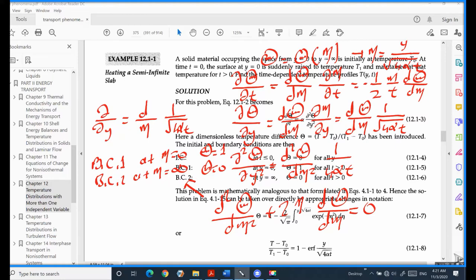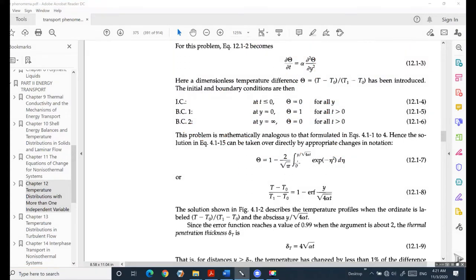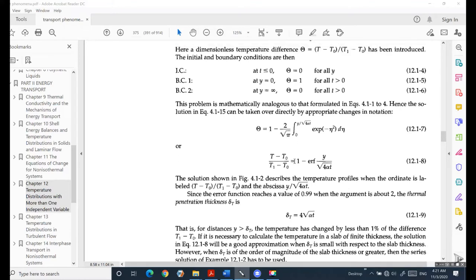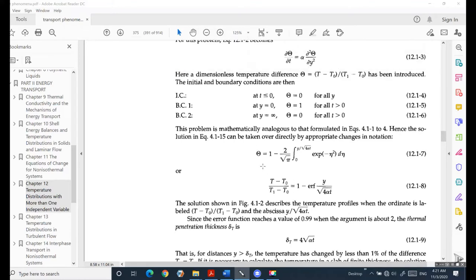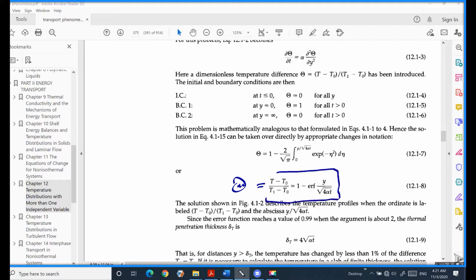From the solution of this problem, we reach the error function, and that's why our solution from here is going to be equal to one minus the error function. That one is equal to our dimensionless variable. And this is going to be our solution for that problem, giving the distribution of the temperature inside of the slab.